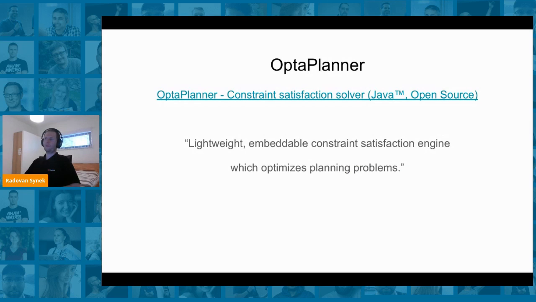OptaPlanner is written purely in Java. It's an open source project which has been around for over 10 years. If you open the documentation, the first thing you learn, and let me just read it aloud, it's a lightweight, embeddable constraint satisfaction engine which optimizes planning problems. That's quite a long definition. First, let's take a look at what the planning problems are.